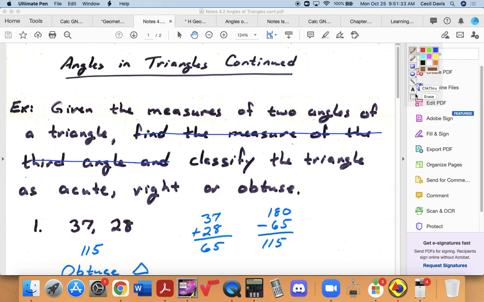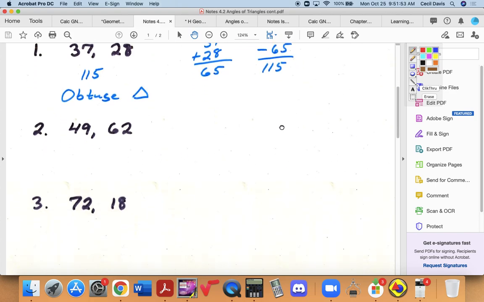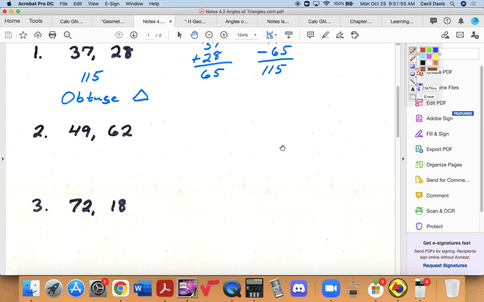Okay, so I've gone ahead and done the first one for you. We know that the measures of two of the angles are 37 and 28. We add those together, subtract from 180, and we get 115. If that's 115, then this is an obtuse angle. So that's an obtuse triangle. The two that I'm going to give you are always going to be acute. You're always going to have to find the third angle.